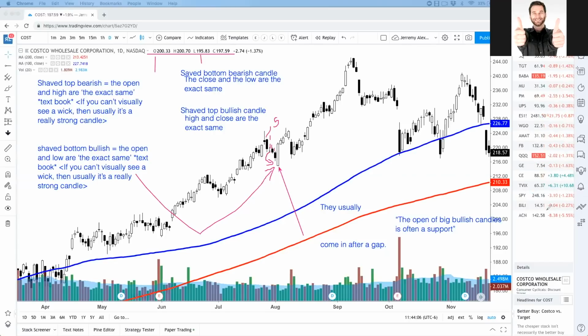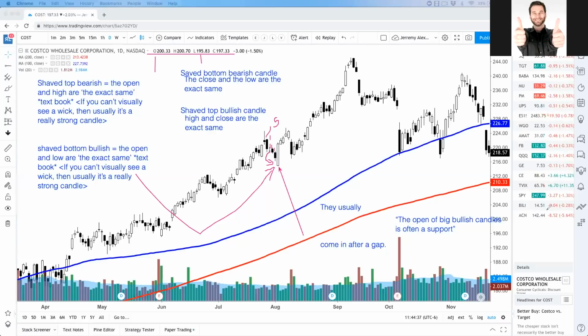So at the exact open of the day, the stock doesn't even flinch a penny lower before it starts running. Think about that. Doesn't even flinch a penny. At open, boom, start buying. That's a really strong sentiment. And when you find those, a shaved bottom bullish candle, it provides a very strong support.